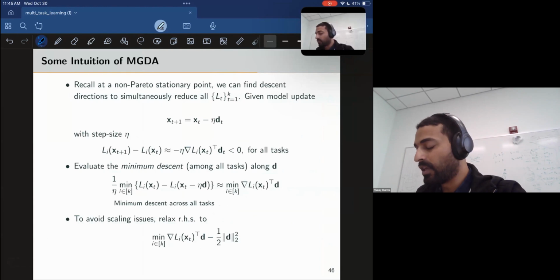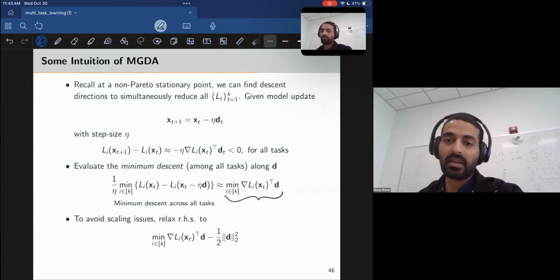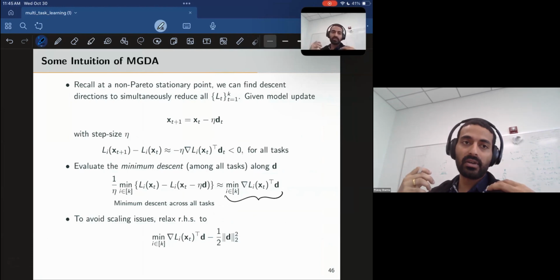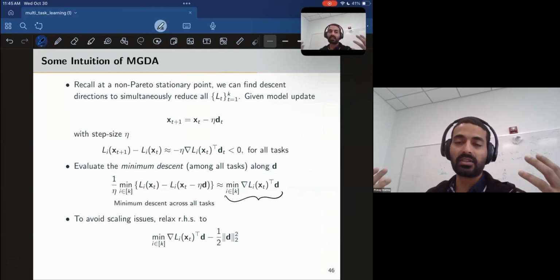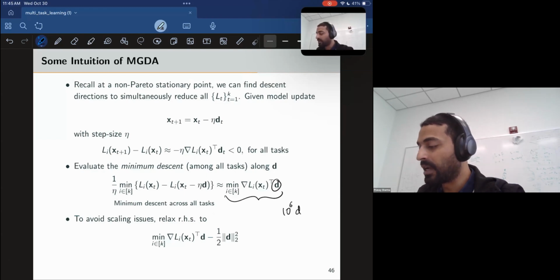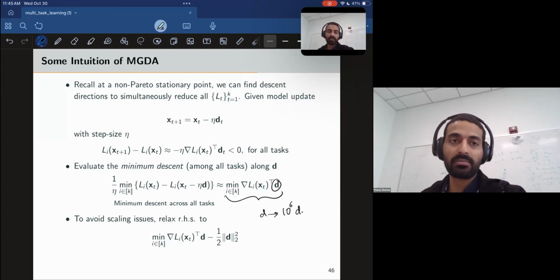And this, like, we want to make sure that this quantity is big. So whichever task has the least amount of descent, we want to make sure even for that the descent is large, right? But one way to do this is that I scale up d. I choose some a million times d. So I change d to this, and then this quantity would be large, right?